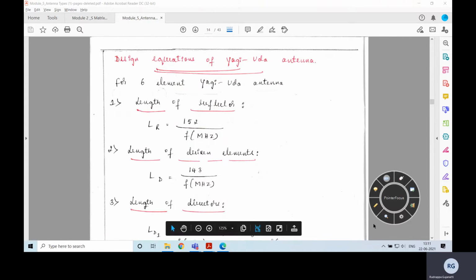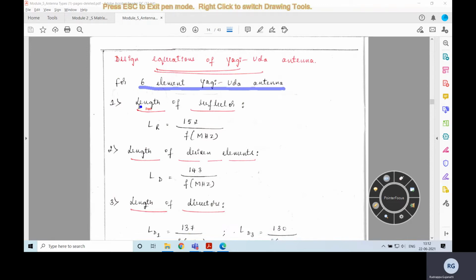Now let us look at the design considerations associated with the Yagi-Uda antenna. For the 6-element Yagi-Uda antenna we have discussed, there are different lengths associated with the reflector, driven element, and directors. The length of the reflector is given by 152 divided by frequency, and this frequency is represented in megahertz.